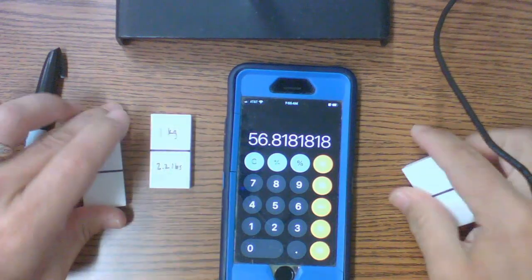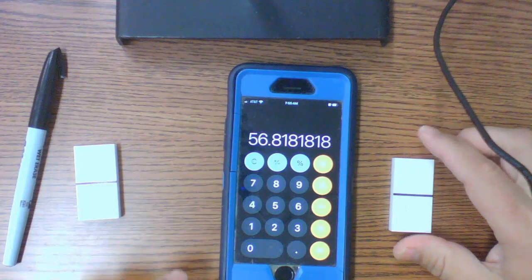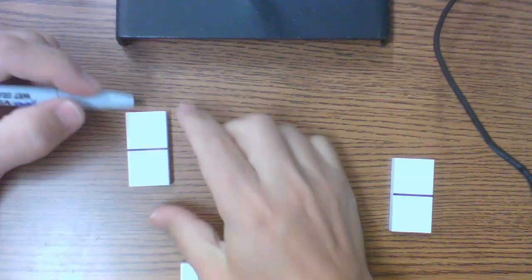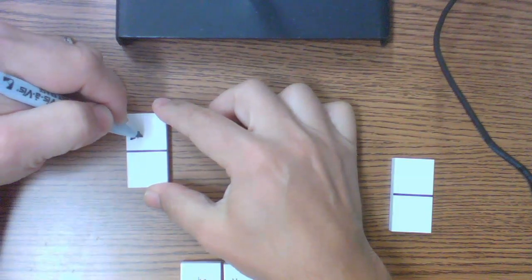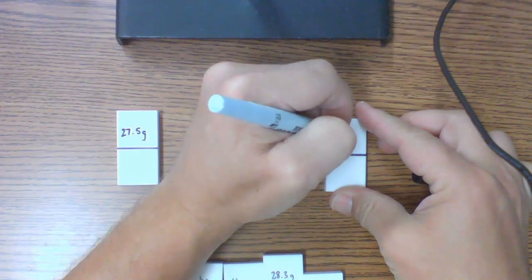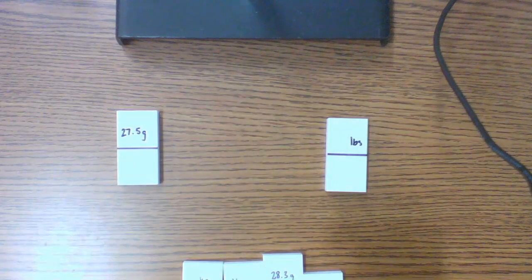So here's a couple of blank ones to start. Let's see what we're going to work with here. This time we're going to start with grams. So let's do 27.5 grams. That's going to be our starting value. And we're going to end with pounds this time. So let's go to pounds.